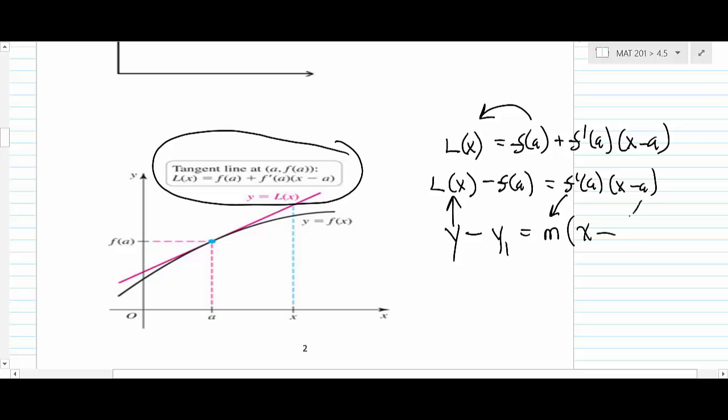And then the a is going to be like x1. So see, it's all there. Does that make sense? The linear approximation formula is the point slope formula. If you solve it for y, then you get that formula. You get what you want. That's the easiest way to remember that.